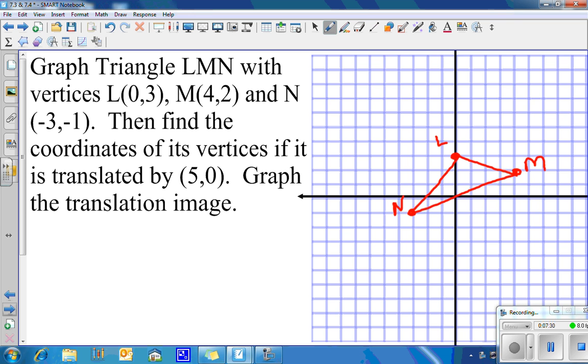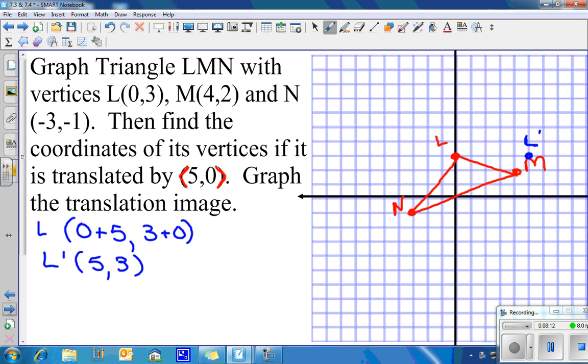And then we're going to find the coordinates of its vertices if it's translated ⟨5, 0⟩. And remember, we've got these little bracket marks. 5, 0 means I'm going to move my x values 5 places to the right, but I'm not going to do anything to my y values. So my new location, if I start with L, my x value moved 5 places, and my y value moved 0. So what does it give me? L prime is going to be located at (5, 3). So L, 1, 2, 3, 4, 5, 3.